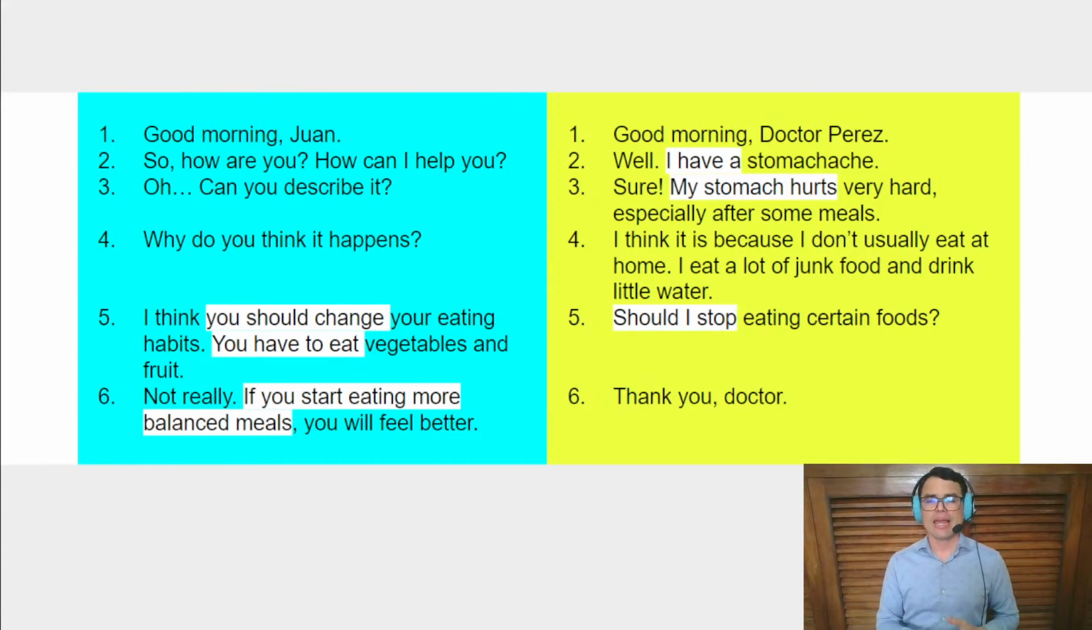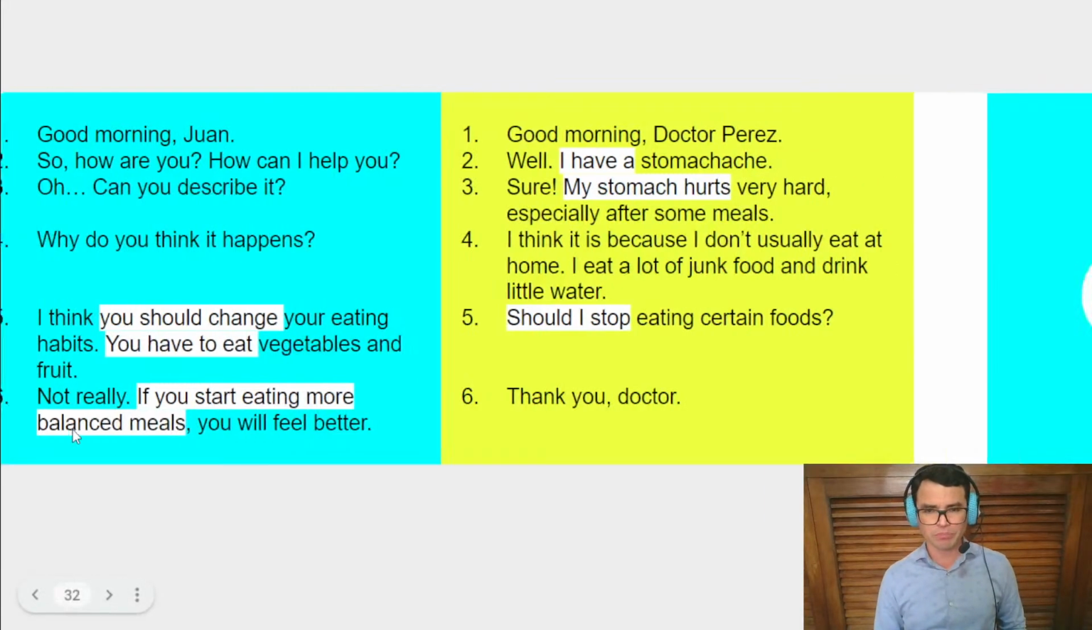Next, yellow. More grammar. Number 2, a simple present to talk about facts. I have a stomach ache, and then you talk about your pain. Number 3, my stomach hurts. Okay, to mention what part of your body hurts. Number 5, should I stop? To ask for advice. Should I stop eating certain foods? You have should, the modal, then I, the subject, and stop, the verb in base form.